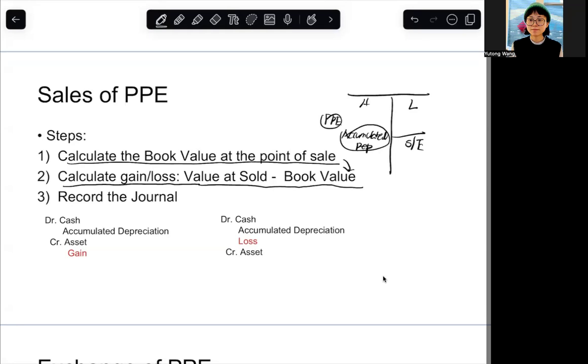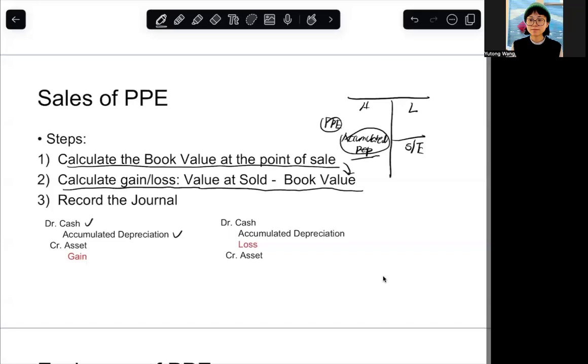For the gain, you first debit the cash because you sell the PPE, you get some cash, and debit the accumulated depreciation. As we said, the accumulated depreciation is a contra asset. We want to remove this part out of our balance sheet. How do we remove it? We decrease it because previously we increased it, and for the increase of accumulated depreciation, we use the credit. So to decrease it, we use the debit. Okay. And here, credit asset. So asset is this amount here.